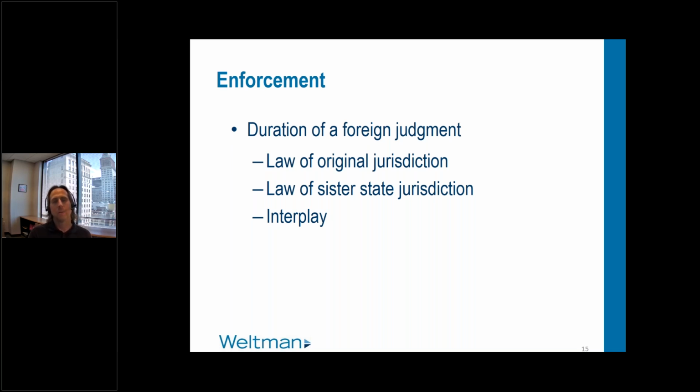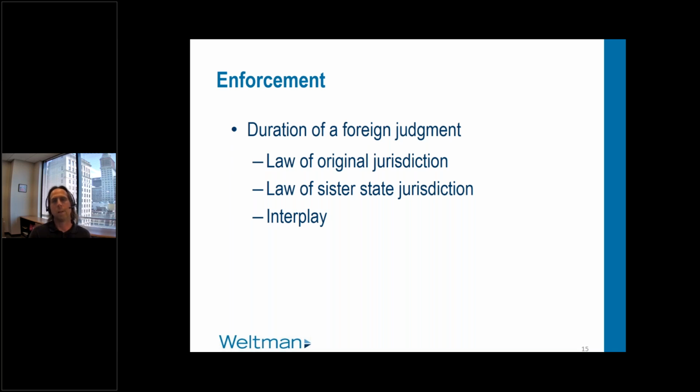Okay, and as we're also talking about enforcement, the duration of the foreign judgment is very important, because you gotta know. When I say duration, it's how long does this last? Like, how long can I try to collect on it? Obviously collection can take months, years, sometimes decades. It can take a long time to collect on a judgment sometimes. And so you need to know first, how long is the original judgment good for?